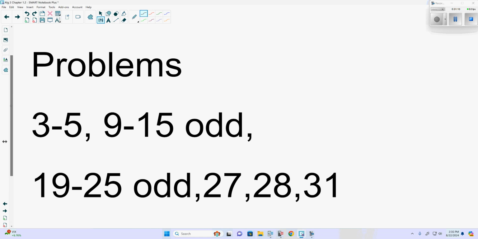So the homework problems are 3 through 5, 9 through 15 odd, 19 through 25 odd, 27, 28, 31. Now, some of these problems will say graph the function. Have we graphed anything at all today? No, don't graph. Unless I specifically ask you to graph something, don't assume that I want it graphed. If you do have a question, email me, ask me, let me know. But here, do not graph any of these.